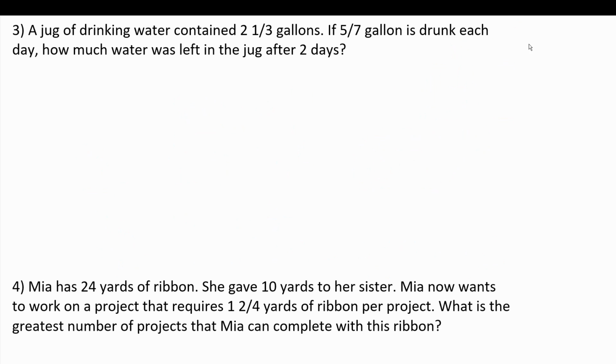So that's that one. All right, number 3 says a jug of drinking water contained 2 and 1/3 gallons. If 5/7 of a gallon is drunk each day, how much water was left in the jug after 2 days? So in this case, here's what we have going on. We have 2 and 1/3 gallons of drinking water. On the first day, we drank 5/7 of a gallon, so we're going to subtract 5/7 from it. And on the second day, we also drank another 5/7. So by working this out, we'll know what our answer is.